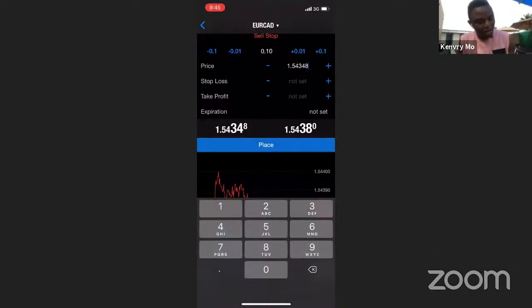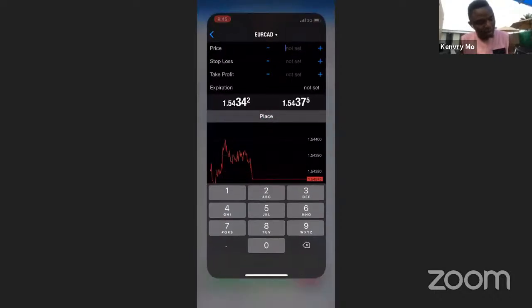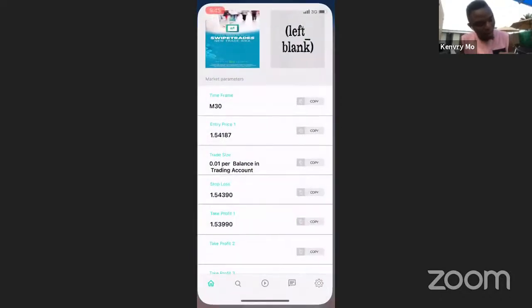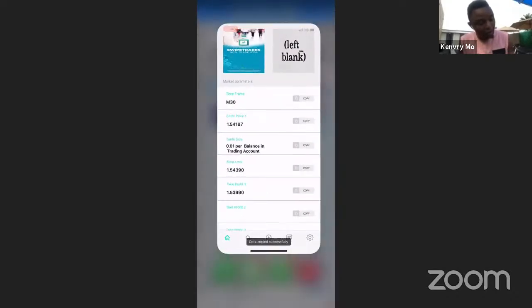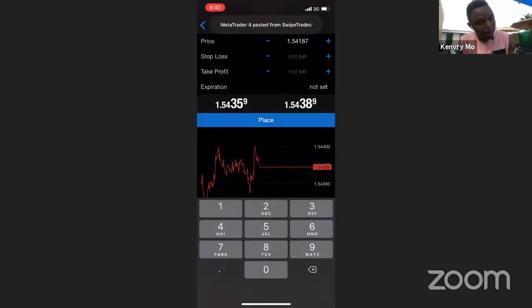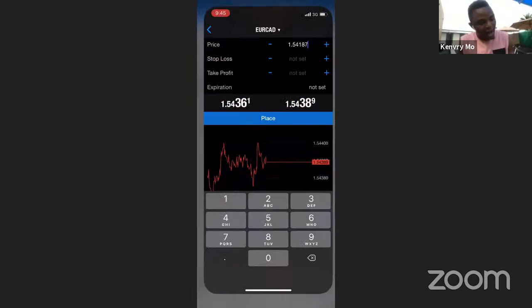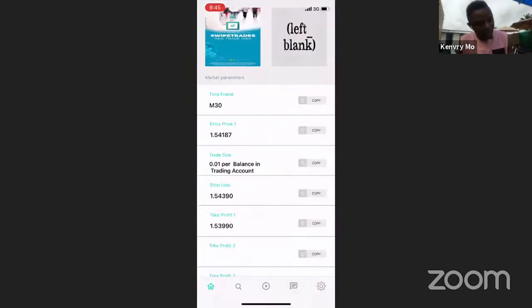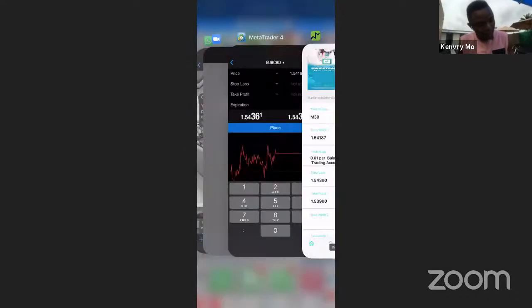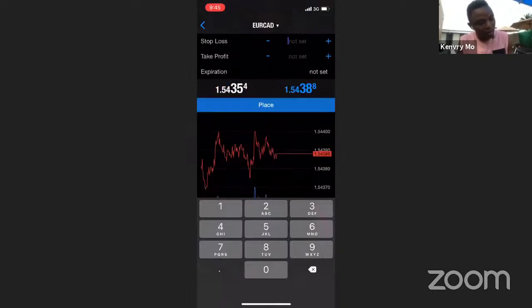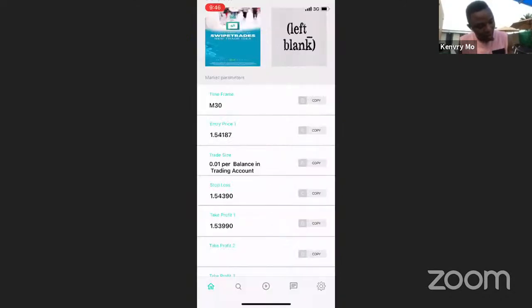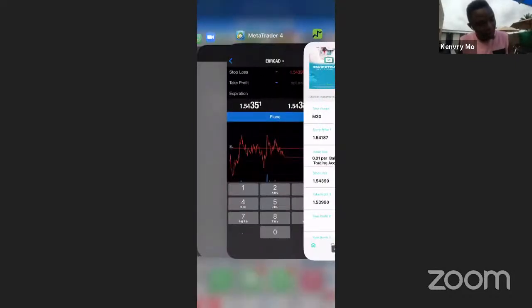So the entry, I'll clean it. I'm going to copy what was here, 1.2. I just click on copy. It's copied. I come here, I paste. Done. I go to what's my stop loss? I copy. I come here, stop loss. Delete what's there. Click on it, paste. I go to my take profit. I copy. I come here, delete.